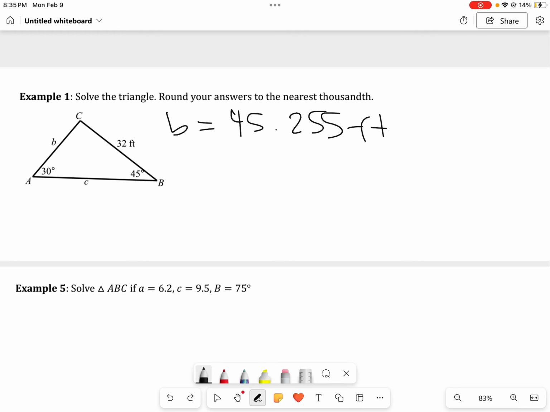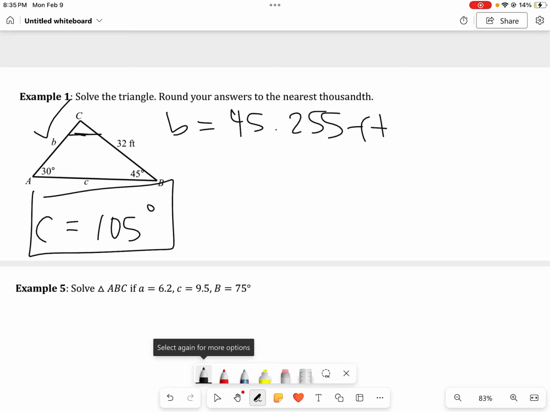Okay, so now we have side B. Check, got that out of the way. We probably could have gone with angle C first. We just do 180 minus 30 minus 45. That gives us that angle C is just 105 degrees. And now all we're missing is side C. So we do that same law of sines proportion. Let's use A just in case we messed up B. And it's a bigger number anyway, so let's just use A.